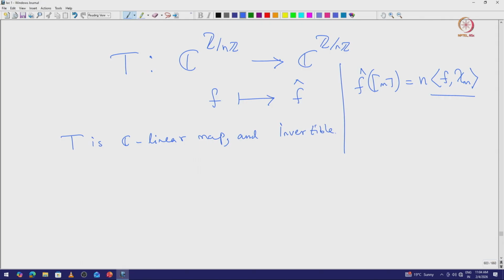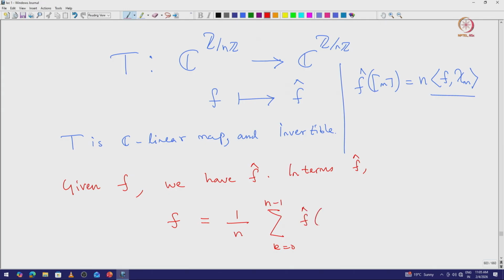So, what is the meaning of invertible? One can write down the inverse very explicitly as follows. Given f hat, sorry, given f, we have f hat. Now in terms of f hat, the f is recovered completely. f is given to be 1 divided by n, summation k ranging from 0 to n minus 1, f hat of k times chi k.